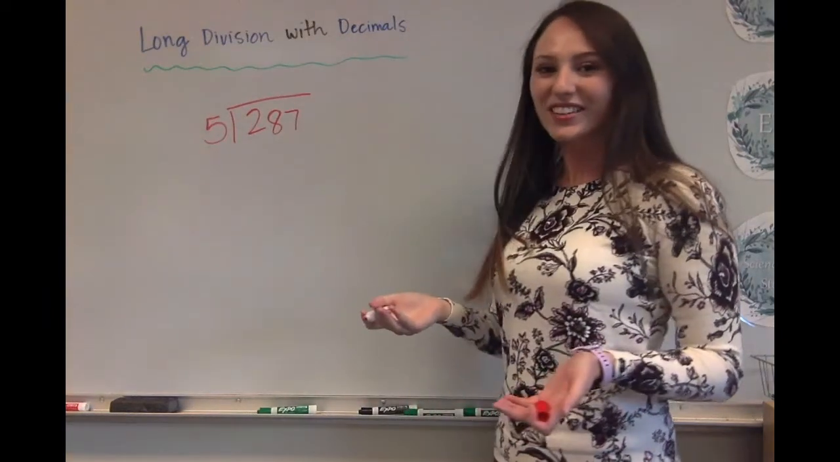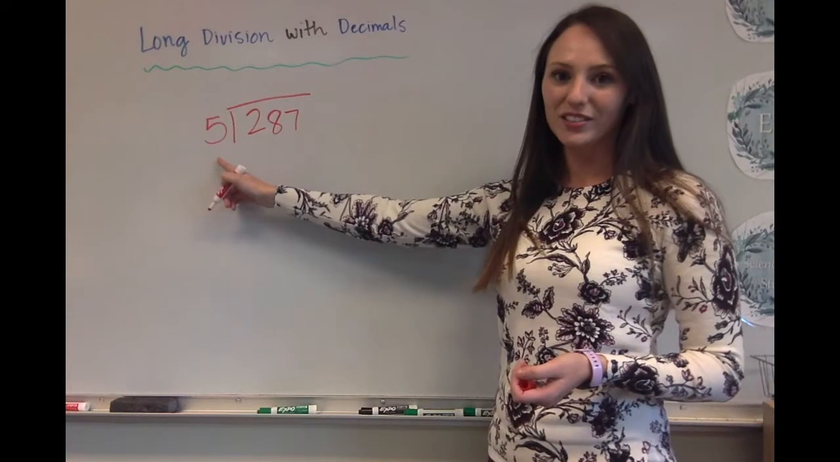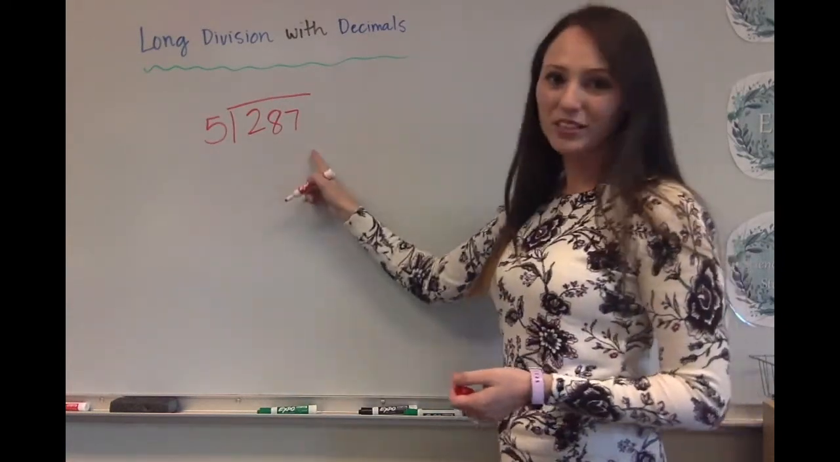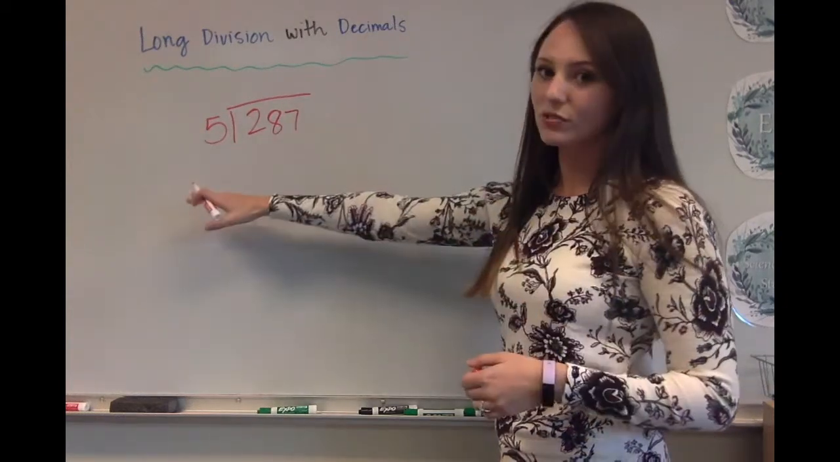Just so we can freshen up our math vocabulary, remember this is going to be our divisor, the groups that we're breaking it up into, and this is going to be our dividend, what we're taking away from, or our total. So 287 divided by 5.